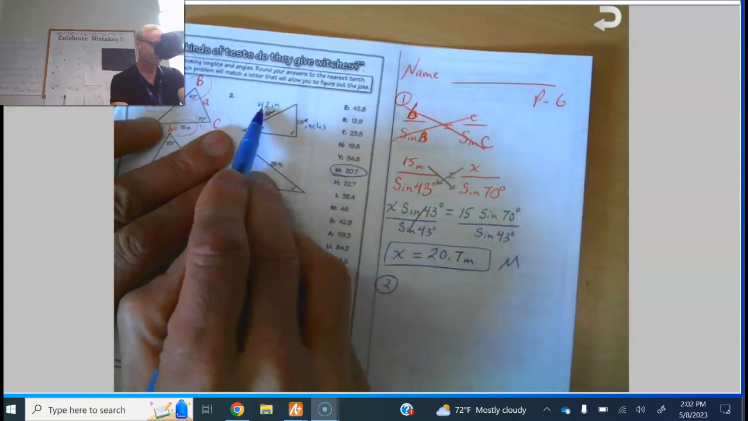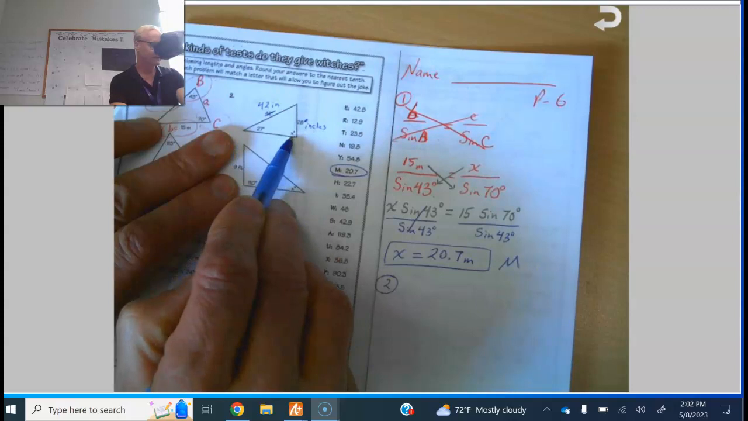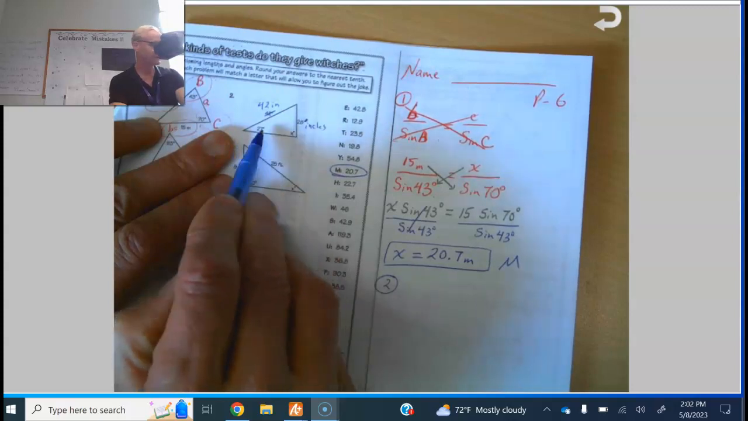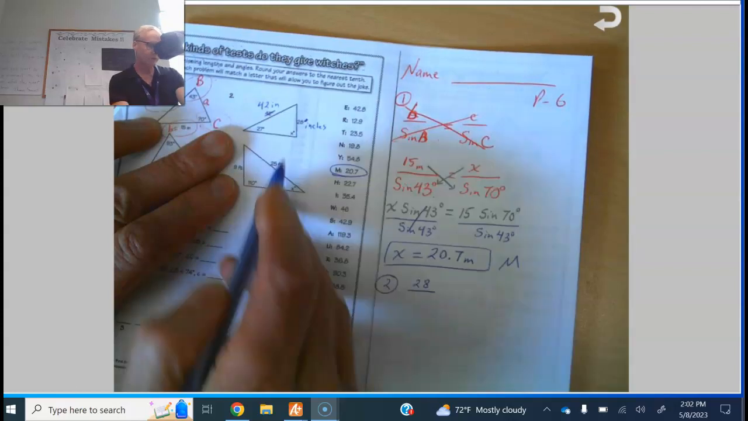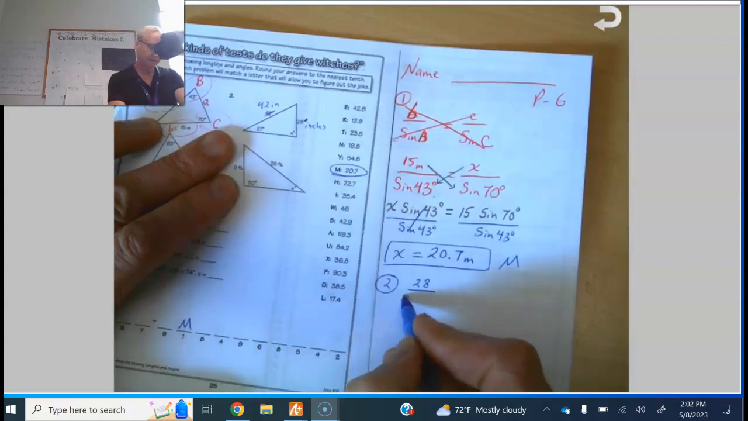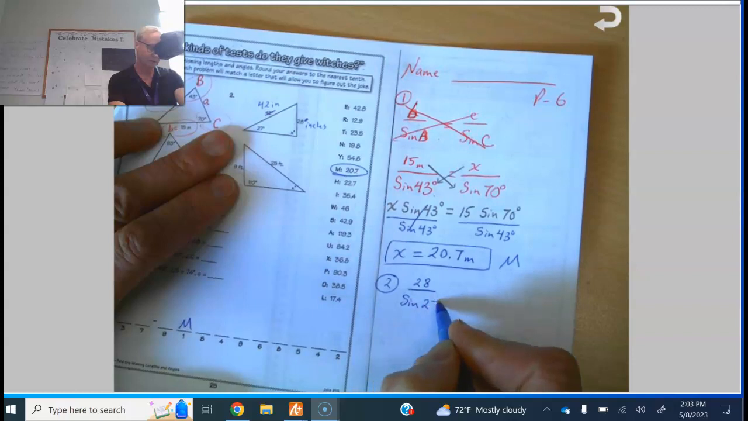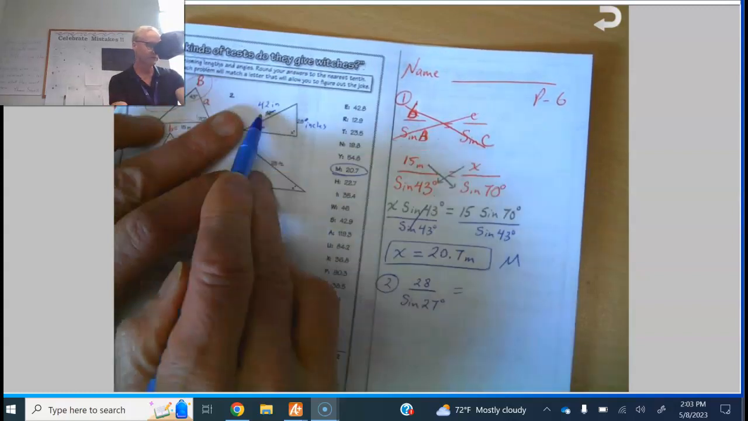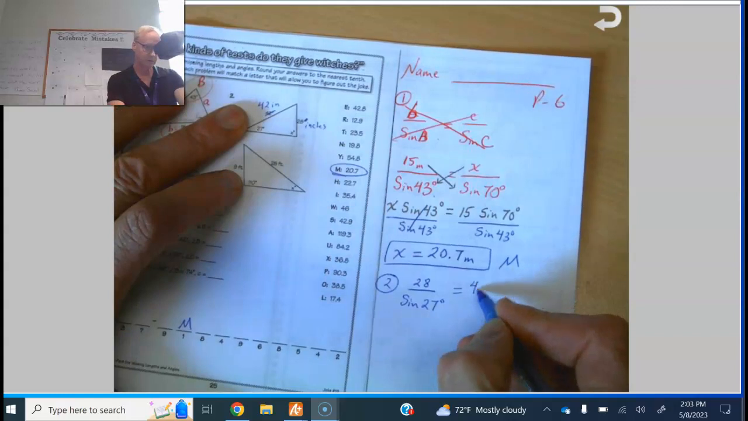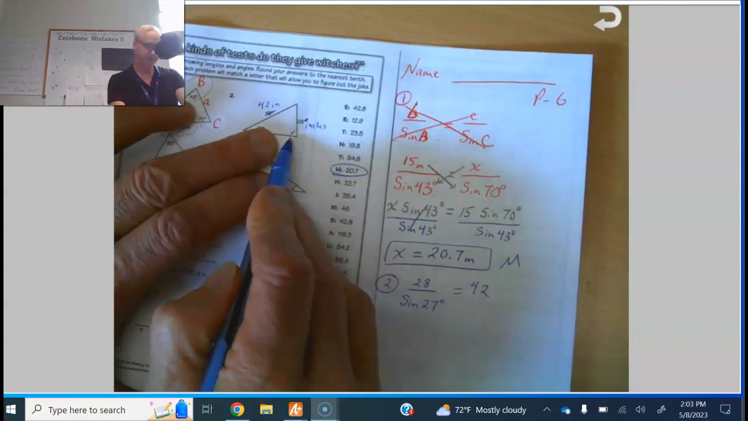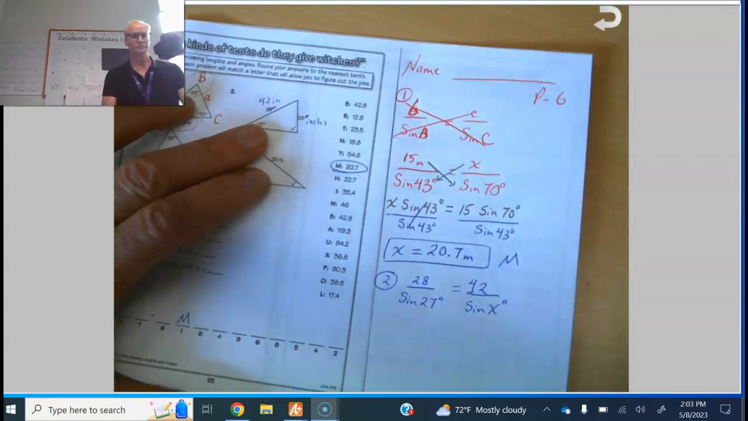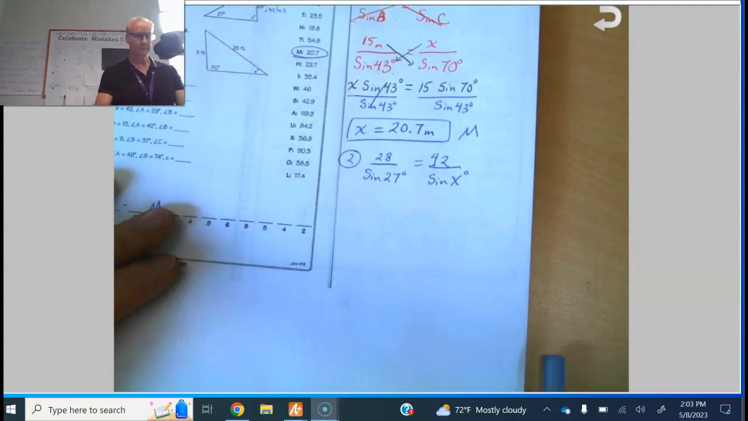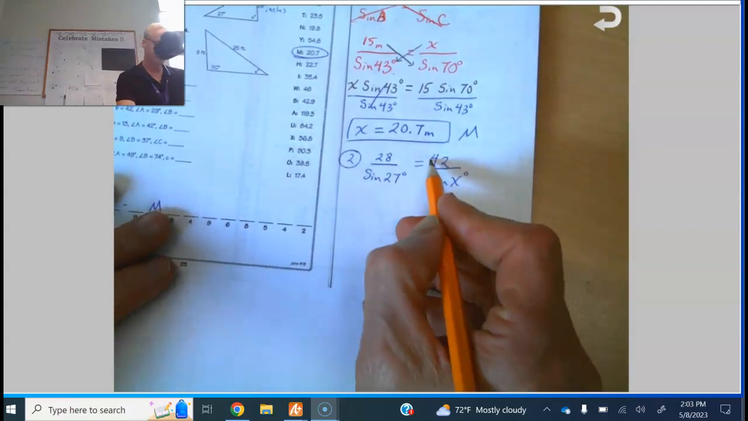So I've got 42 over sine x equals 28 over sine 27, or vice versa. It doesn't matter what order you write it in. So I'm going to do 28 over the sine of its opposite angle, sine 27, is equal to 42 over the sine of x. Again, I'm going to cross multiply.